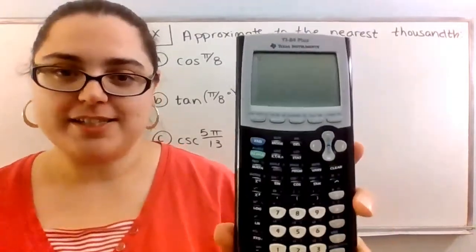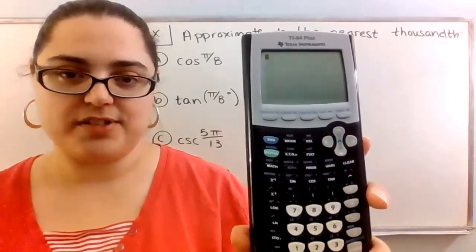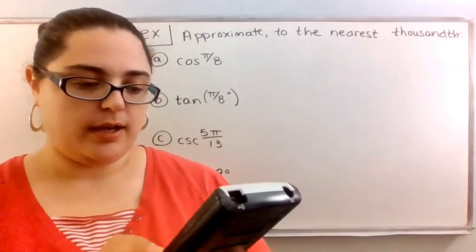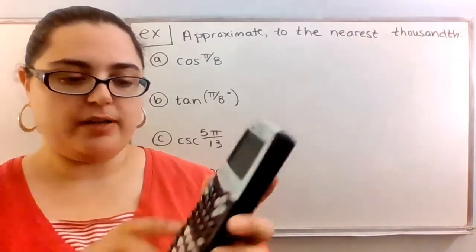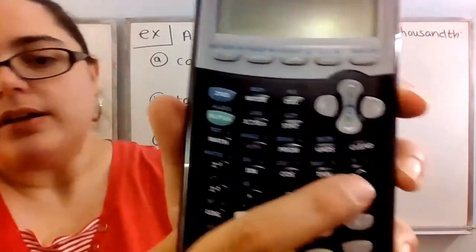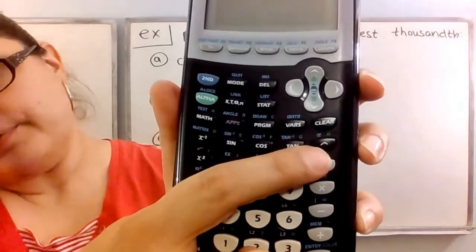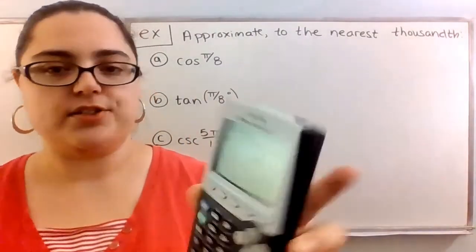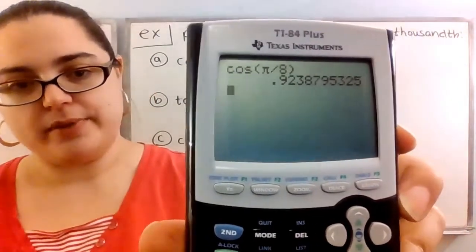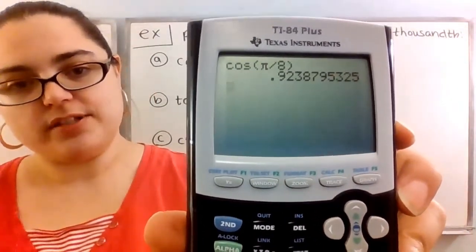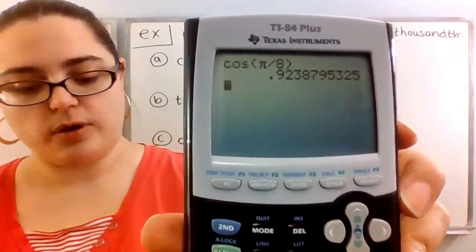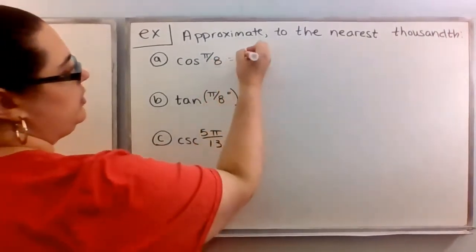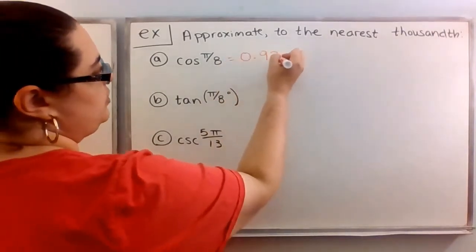On this one, because it's in radian mode, I'm going to go ahead and find cosine of pi-eighths. I'm going to type in the cosine button and then second exponent button. That's where my pi is located. So second exponent will get me to pi over 8. I will hit enter, and it gives me my decimal approximation. To the nearest thousandth, this would be 0.924. I'm just going to go ahead and write that here. 0.924.